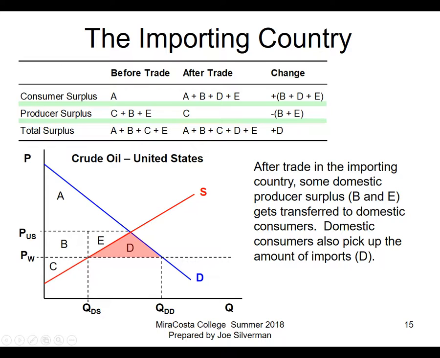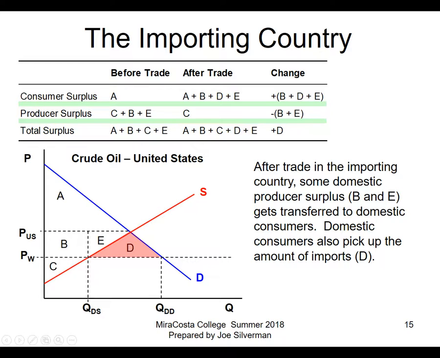So in other words, producers wouldn't be at a loss because the price dropped and the quantity went up. They would still have area D, which is the gain from trade in the United States because now consumers are able to buy more oil, QD, at a lower price, right? PW is a lower price than PUS.